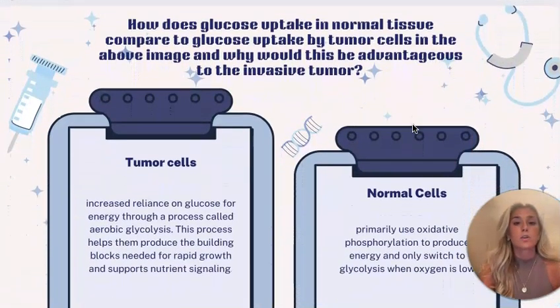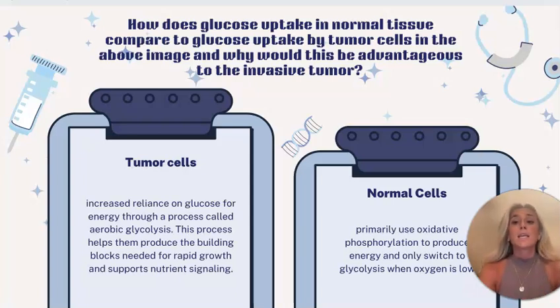So we just learned about normal glucose regulation. How does this differ from tumor cells or cancer cells? One of the key characteristics of cancer cells is their increased reliance on glucose for energy through a process called aerobic glycolysis. This process helps them produce the building blocks needed for rapid growth and supports nutrient signaling.